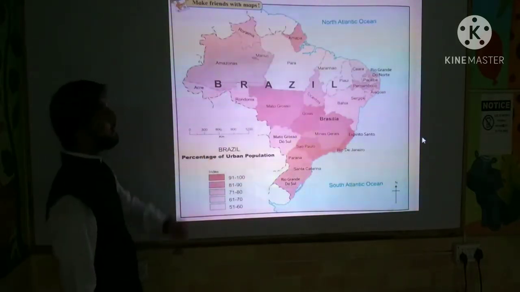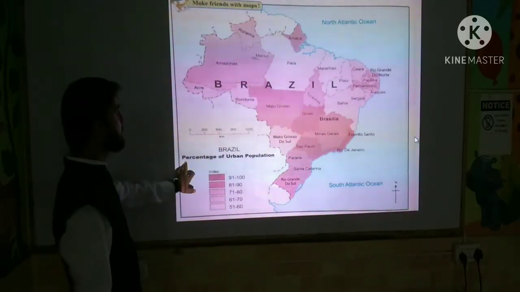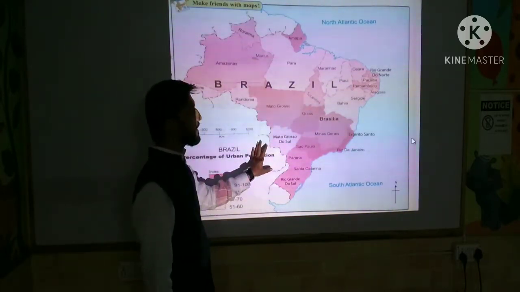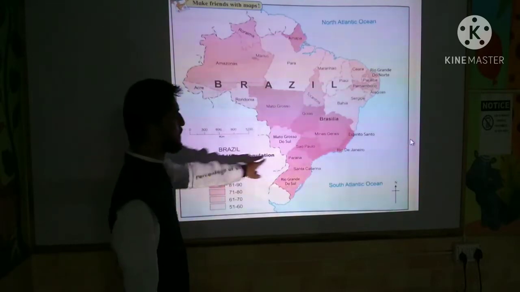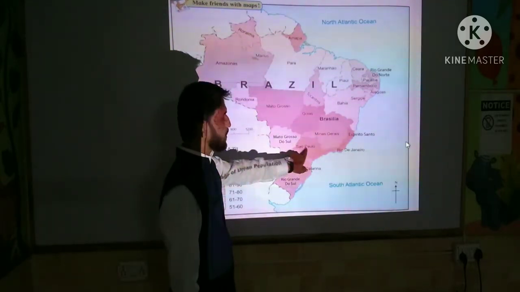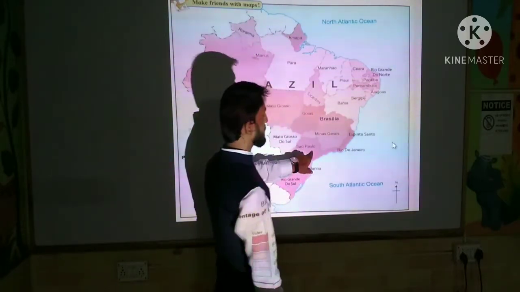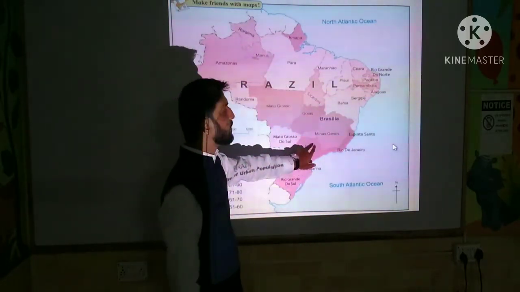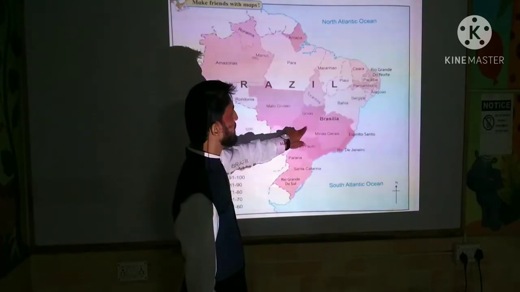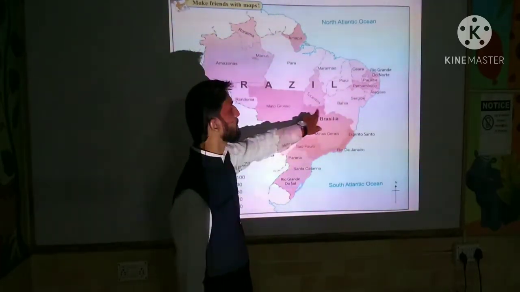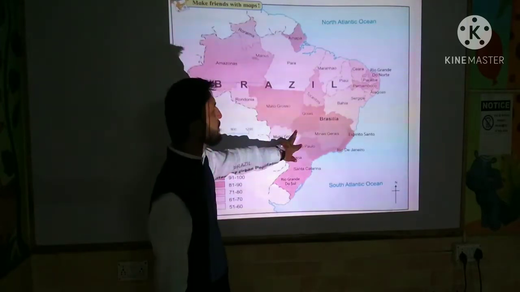So students, here we can understand the percentage of urban population, the cities where they are developed. First we will turn to the Sao Paulo region. The Sao Paulo region is in the coastal region, so this is the most populated region of Brazil. After that, in the central part, the capital of Brazil and some nearby parts have a populated region.